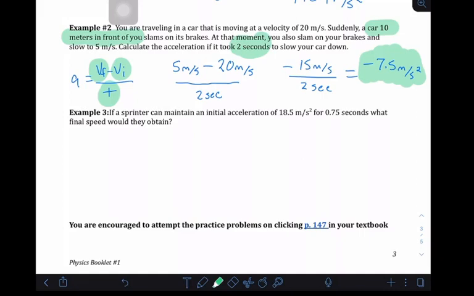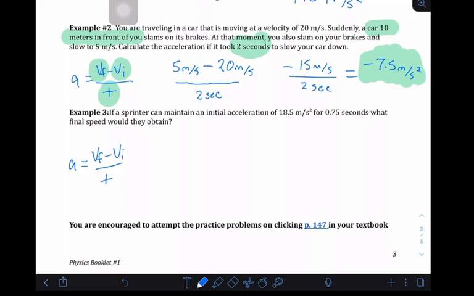The final example I'd like to do involves a question where they tell us the rate of acceleration, and we have to find out the final speed. So it's useful to write out the full formula for that one. A equals my final velocity minus my initial velocity divided by time.